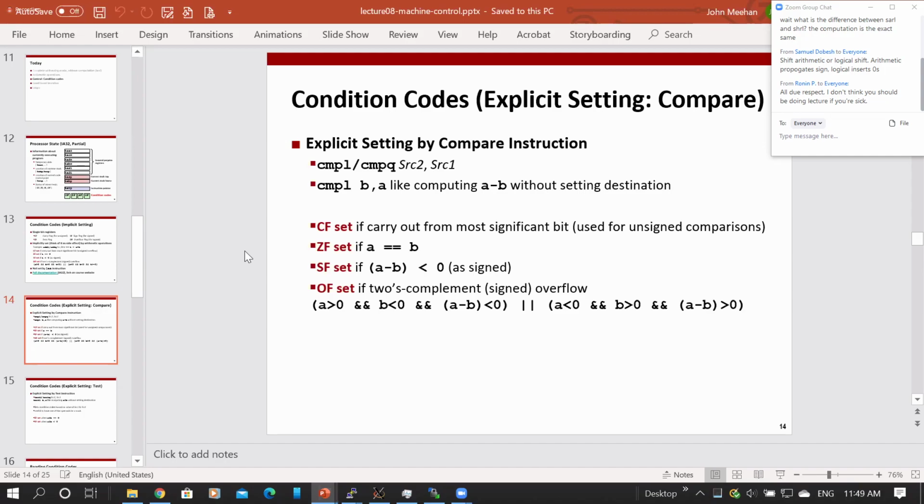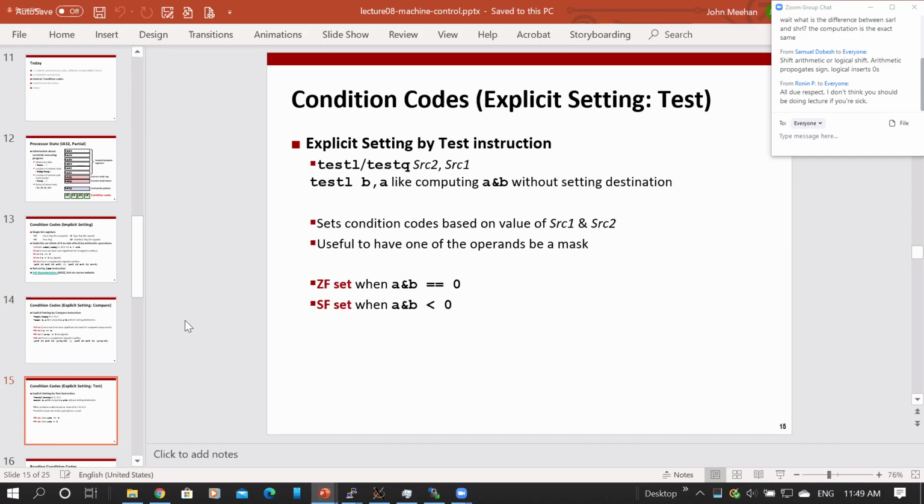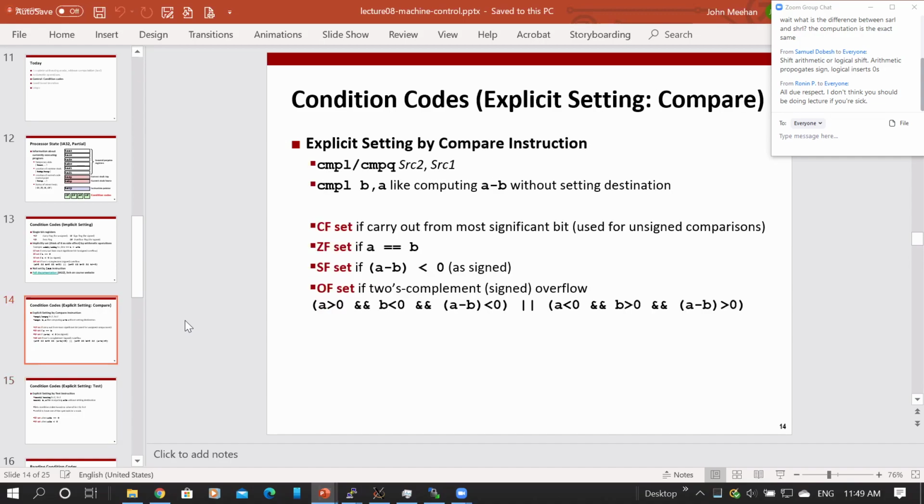But notice that the computer's thinking of it both ways at the same time, right? Thinking of it as if it was signed, thinking of it as if it was unsigned, and setting those bits depending upon whichever interpretation you wanted to put on to these values. To him, it's just bits. The interpretation of signed or unsigned is the way you want to think about the data. So that's the compare instruction.